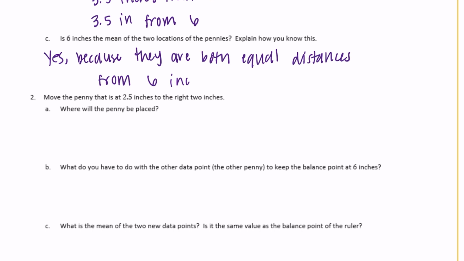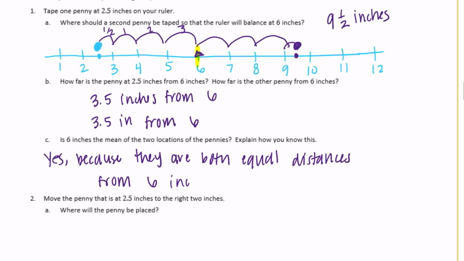Number two, move the penny that is at 2.5 inches to the right 2 inches. Where will the penny be placed? So move the penny at 2.5 inches to the right 2 inches. So that would be 1, 2. So that's still at the half point, so it'll be at 4.5 inches.